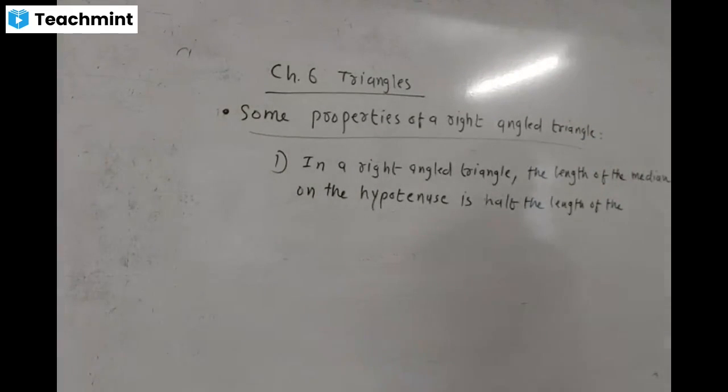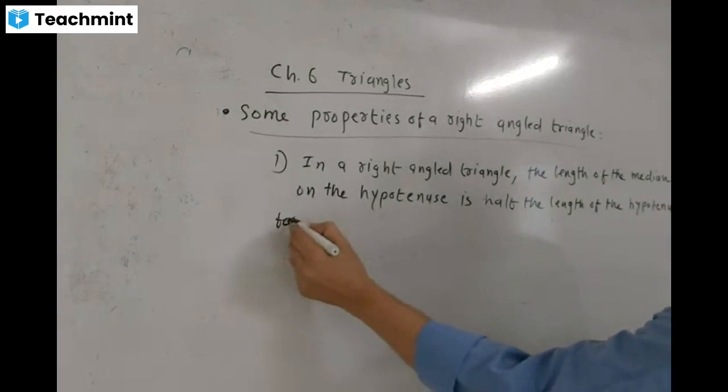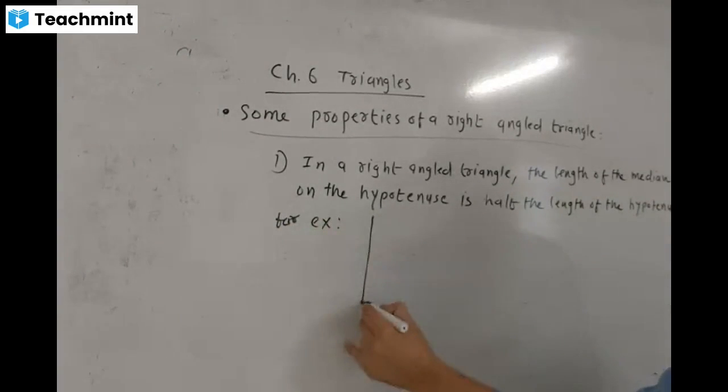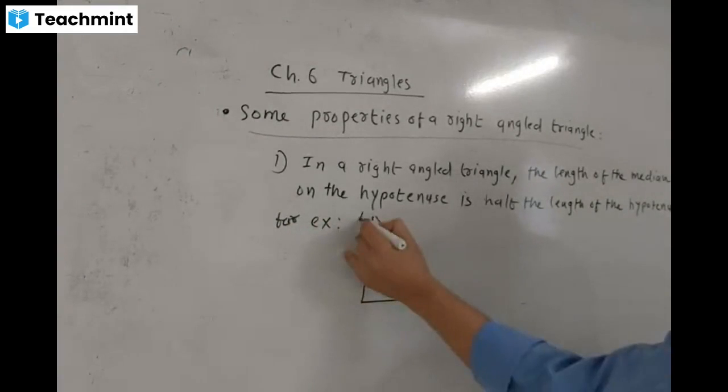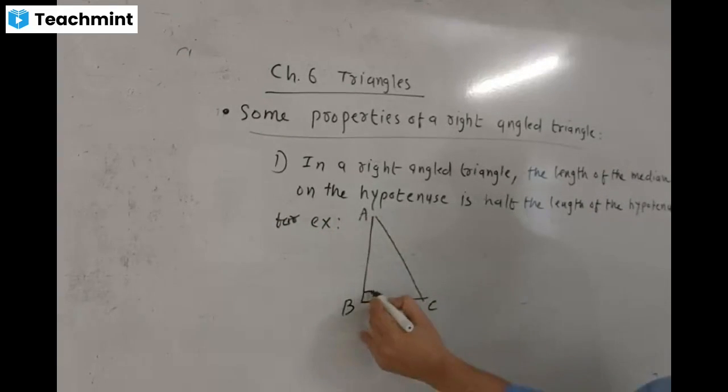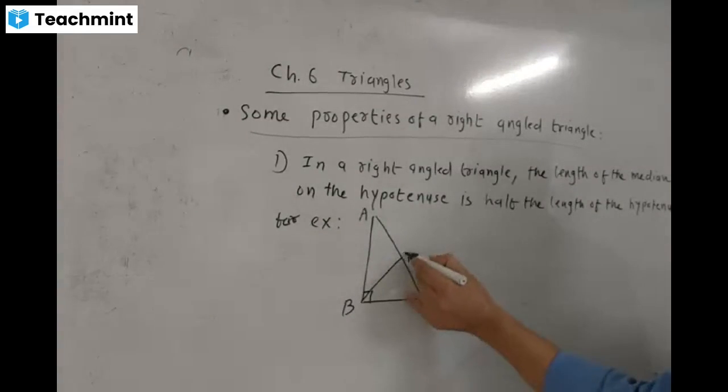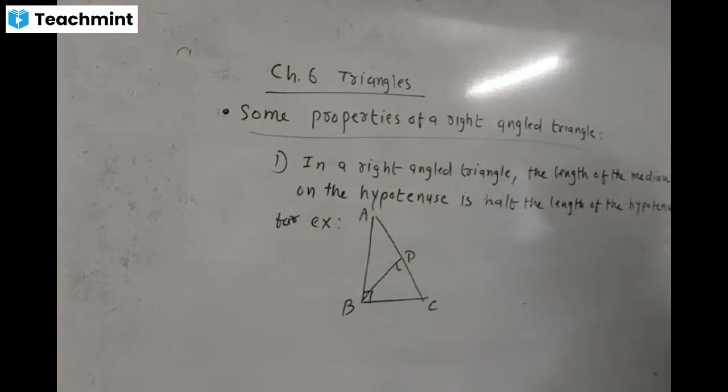In a right angle triangle, the length of the median of the hypotenuse is half the length of the hypotenuse. For example, right angle triangle ABC, angle B is 90 degrees. BD is the length of the median on the hypotenuse.